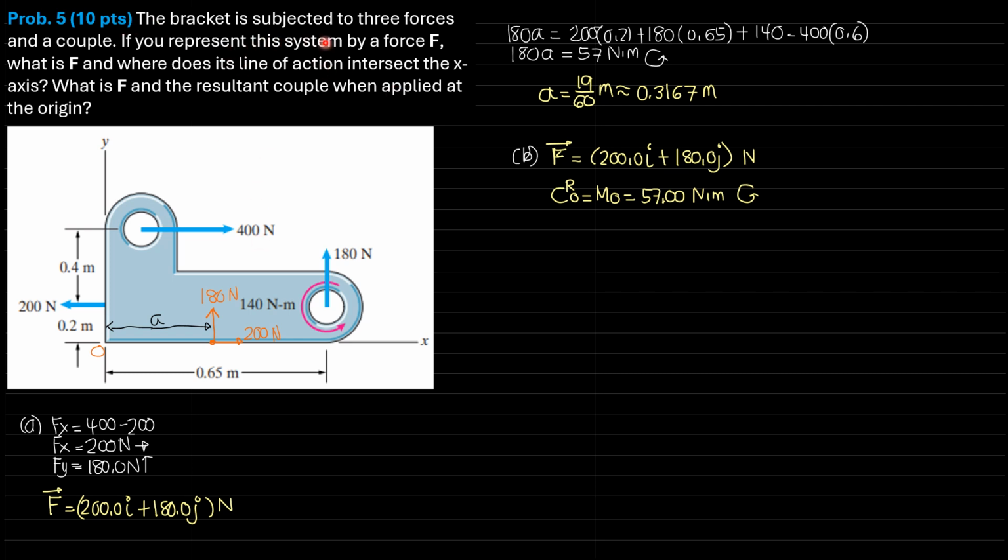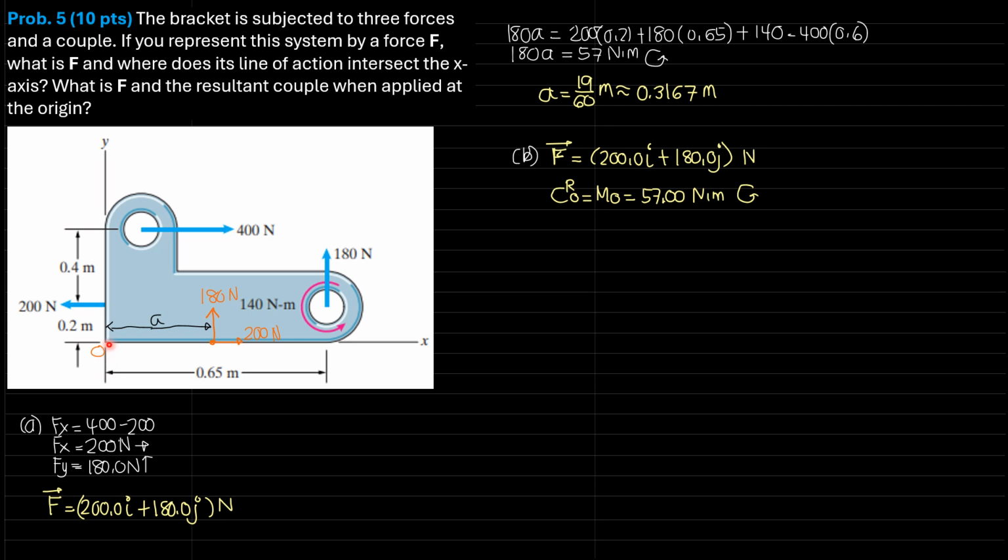The bracket is subjected to 3 forces and a couple. So these are the forces, and this is the couple. If you represent the system by a force F, what is F and where does its line of action intersect the x-axis? What is F and the resultant couple when applied at the origin?